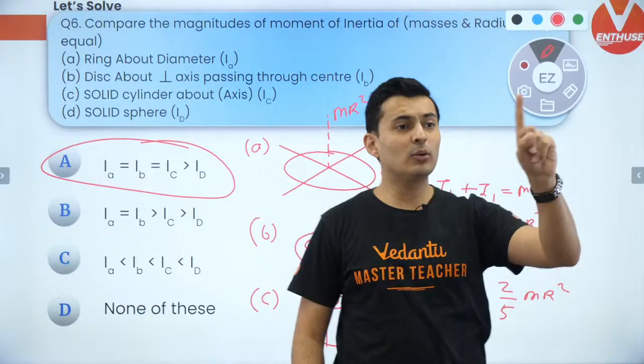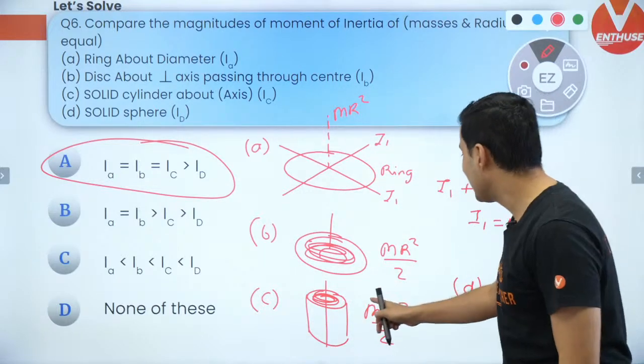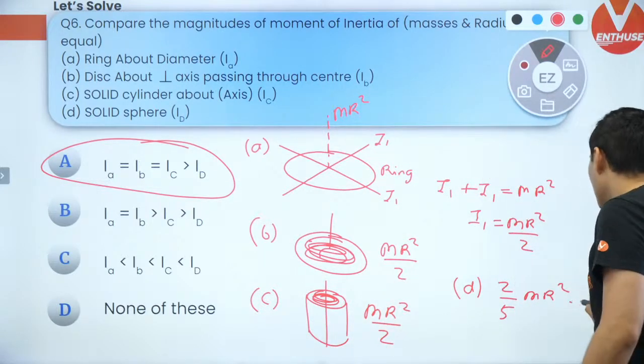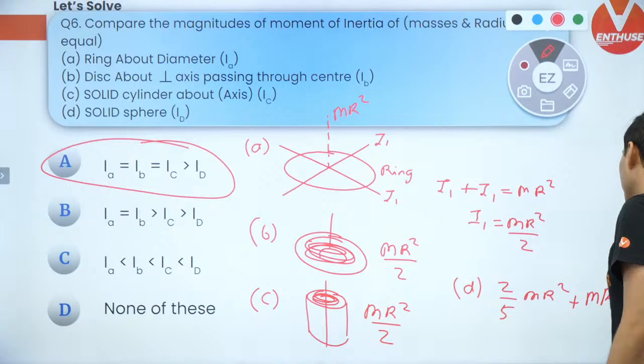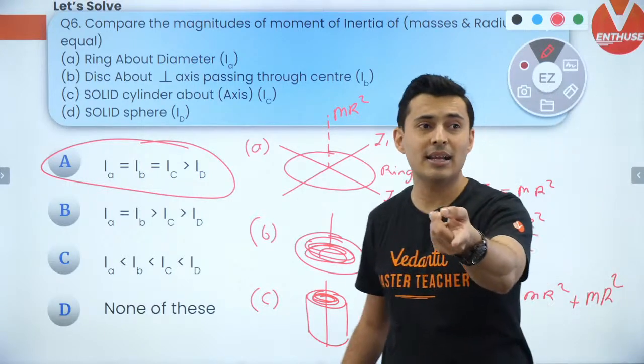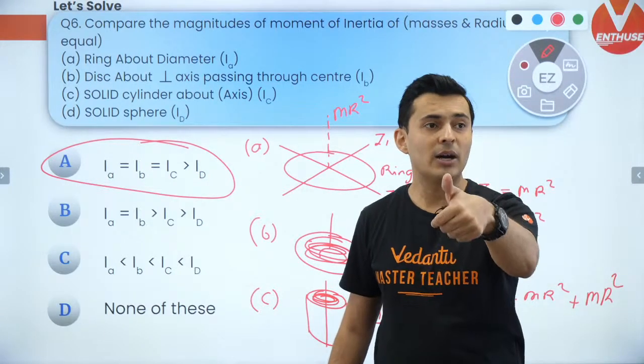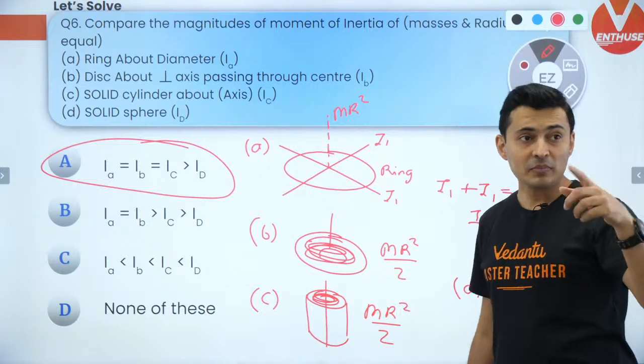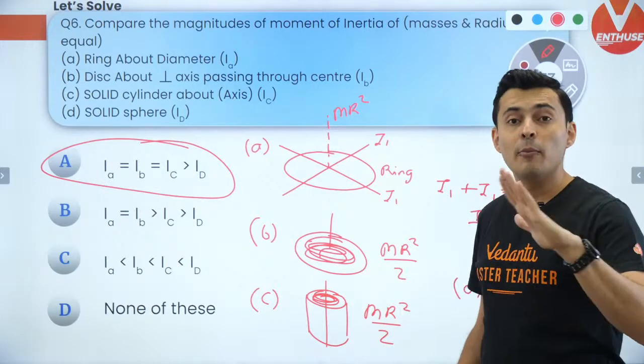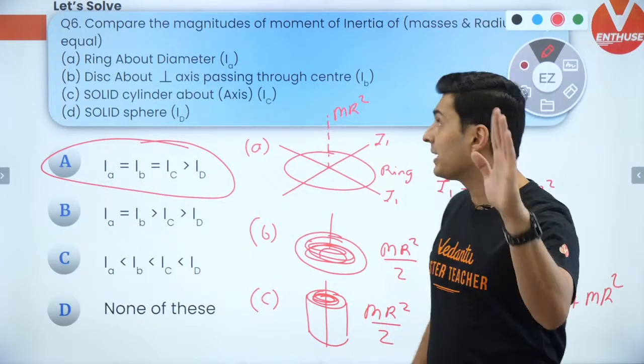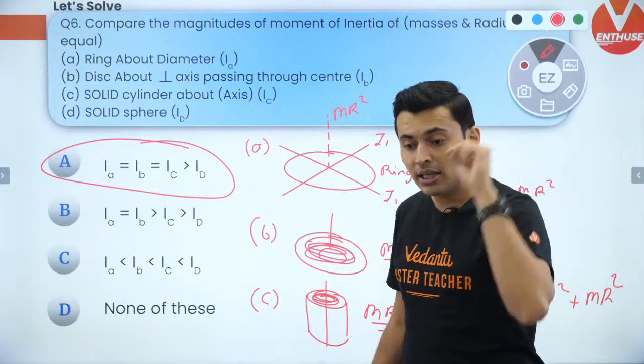So, even if it was a tangent, guys, then you can use the parallel axis theorem. Just add mr square then. If it was tangent, use the parallel axis theorem and add mr square. Okay, clear?